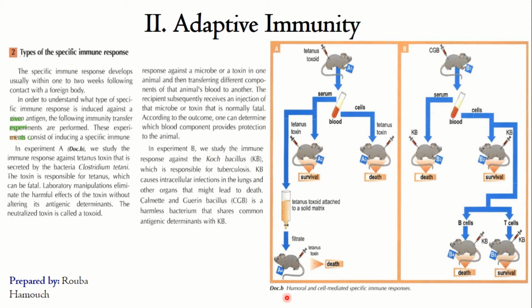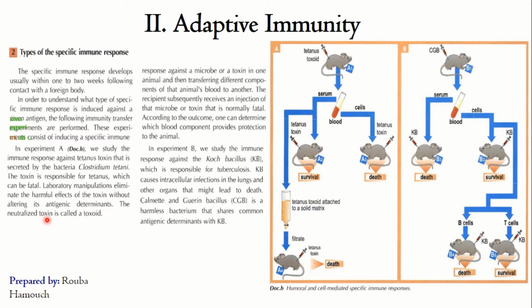So in experiment A of document B, we study the immune response against tetanus toxin. This toxin is secreted by a bacterium called Clostridium tetani. This toxin is responsible for tetanus disease, which can be fatal. Now, laboratory manipulations can eliminate the harmful effects of the toxin without altering its antigenic determinants or epitopes. So we can, in the lab, neutralize the toxin.